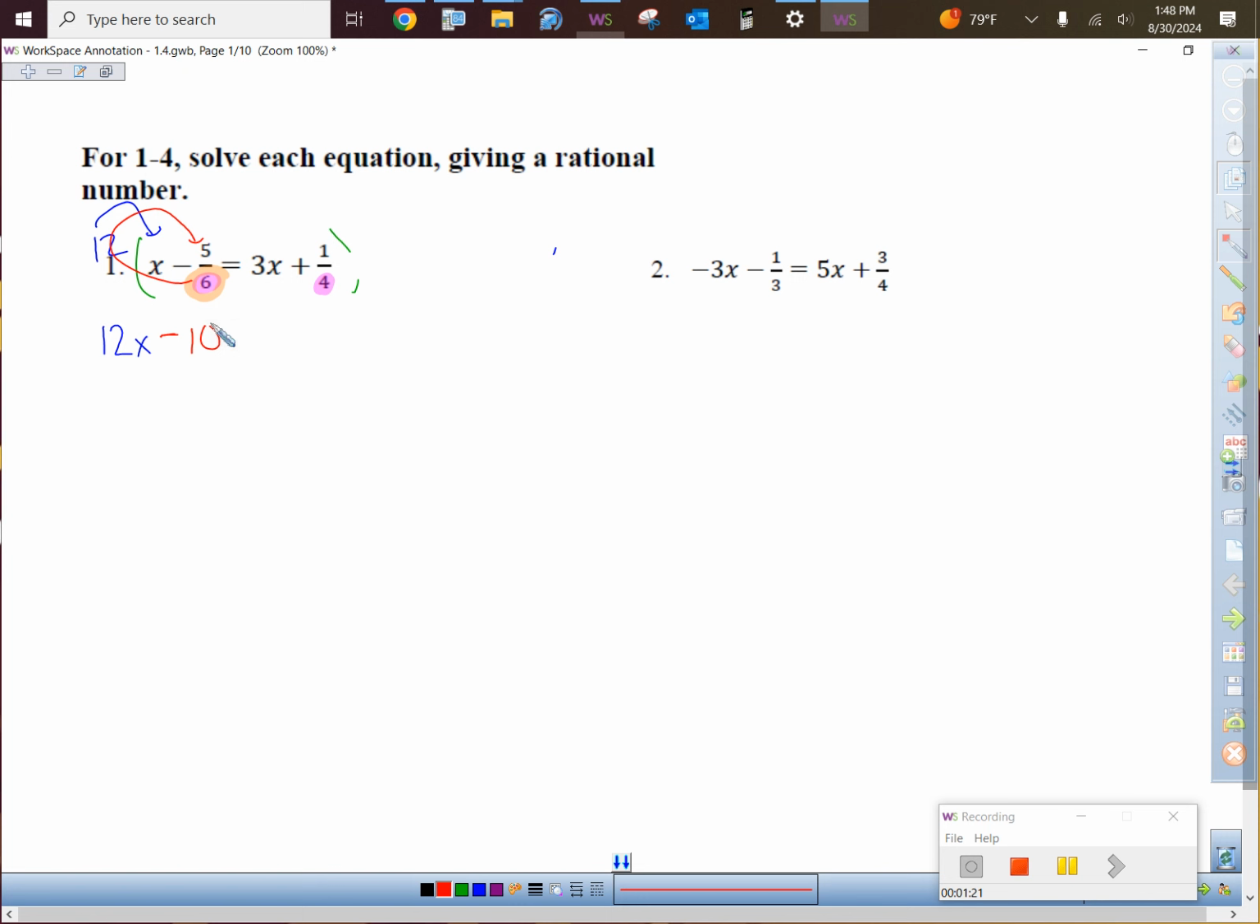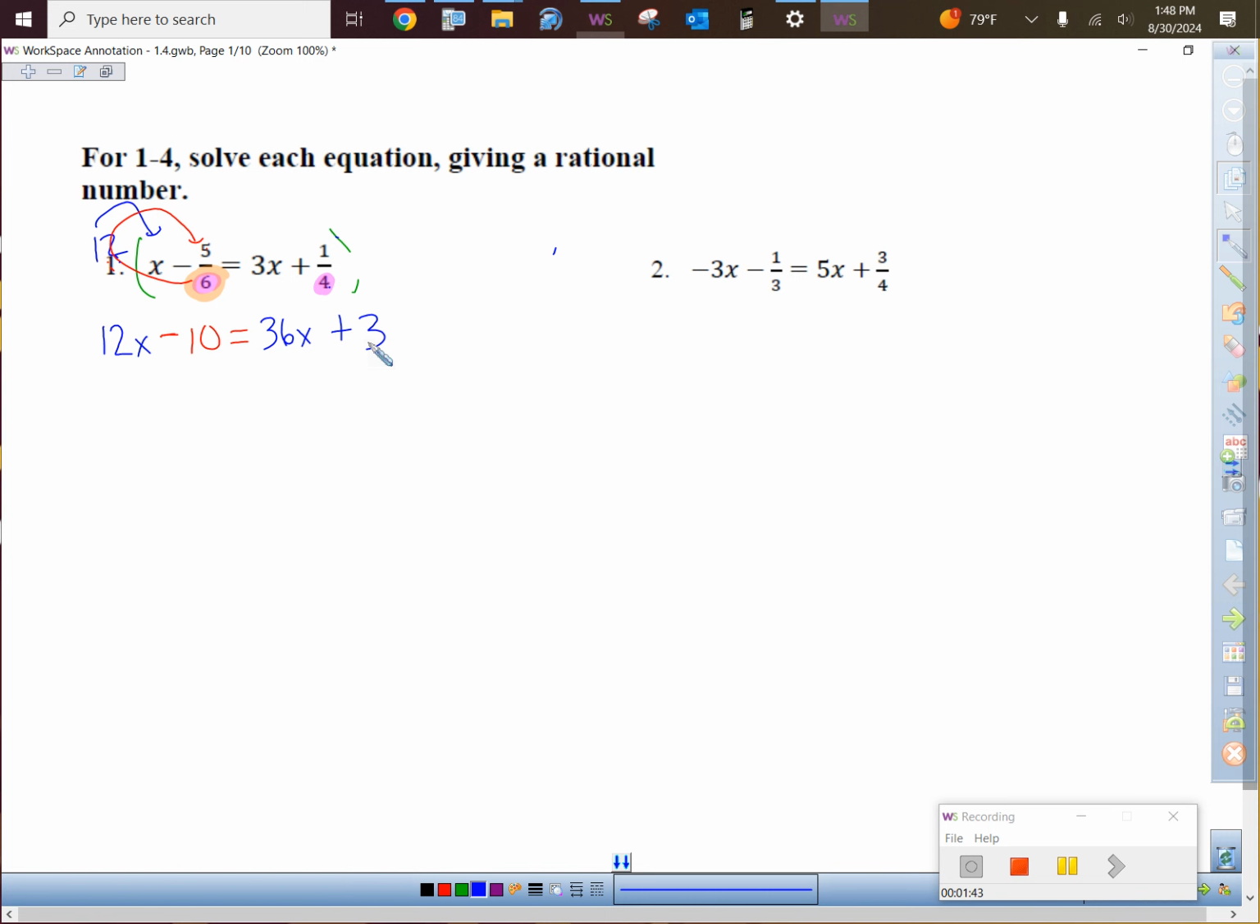So again, 6 went into 12 twice. Take that times the numerator, and I got a 10. Equal sign is coming down. 12 times 3x is 36x. And then I do it again with my fraction. 4 goes into 12 3 times. Take that times the numerator, and I get a 3. Are you kind of cool with how I cleared the fractions out?